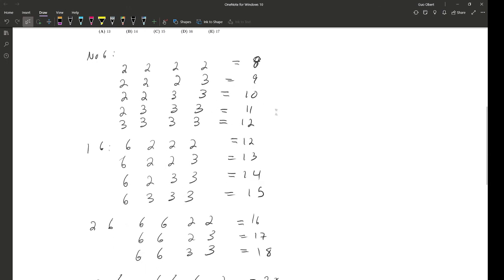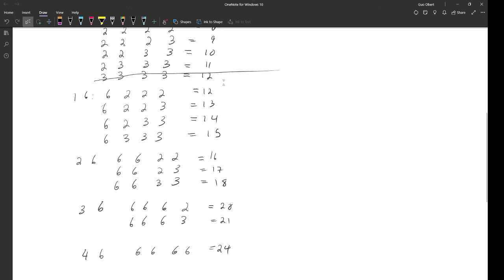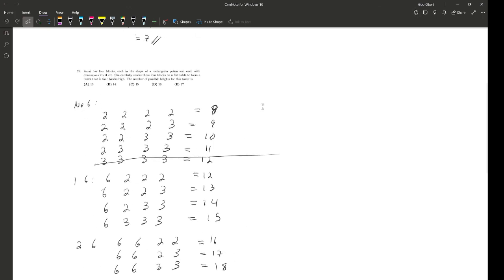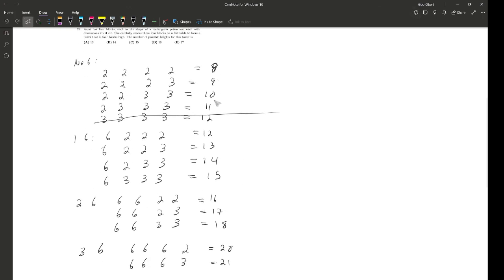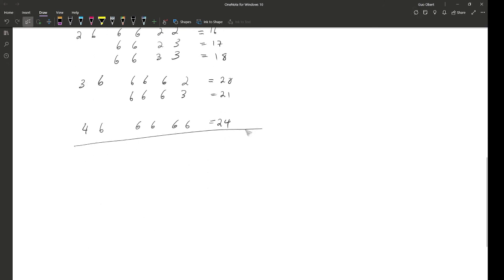Alright. And so we have two duplicates here. We have two 12s, so we can just eliminate one of these. And now we have all of the possible heights, I believe. So we count, that's 1, 2, 3, 4, 5, 6, 7, 8, 9, 10, 11, 12, 13, 14. So in total, we have 14 heights, 14 unique heights that the tower can be.